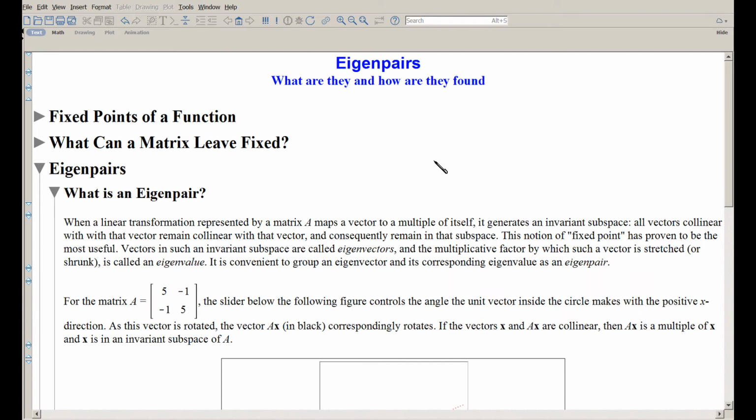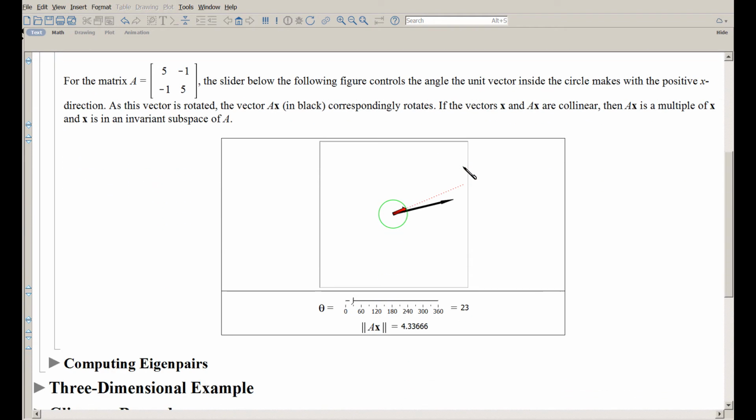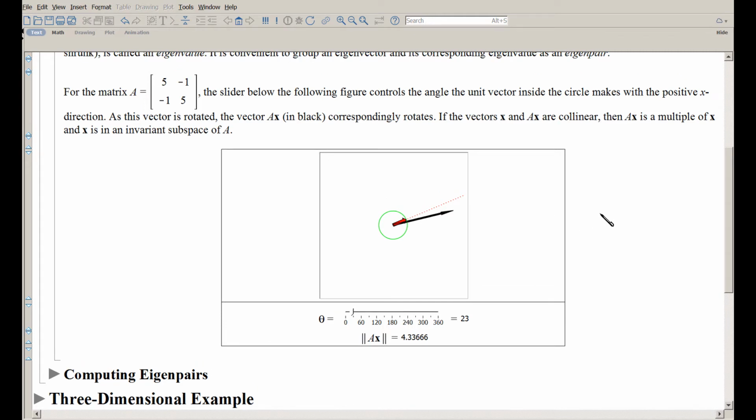So, what is an eigenpair? Well, here's a graphic demonstration of what we have just observed. Ax equals a multiple of x. The red vector is a unit vector, lies inside a unit circle. The black vector is this matrix A times that unit vector. Now this slider controls the unit vector. I've used the angle theta to represent the direction of that unit vector.